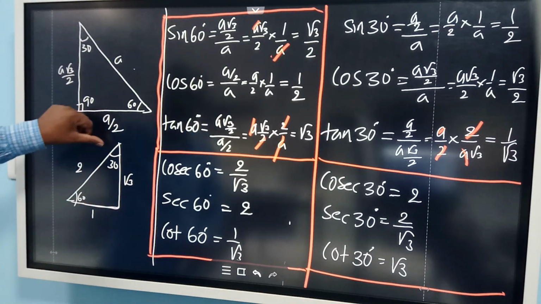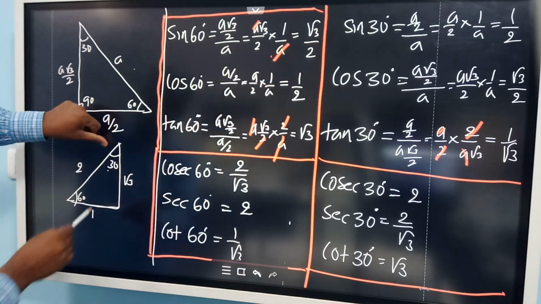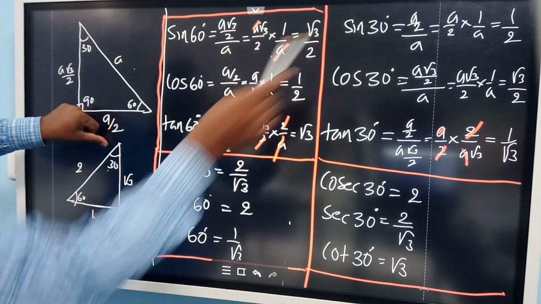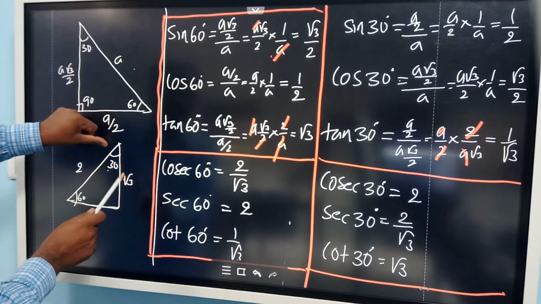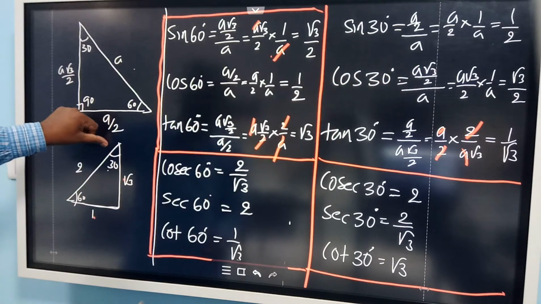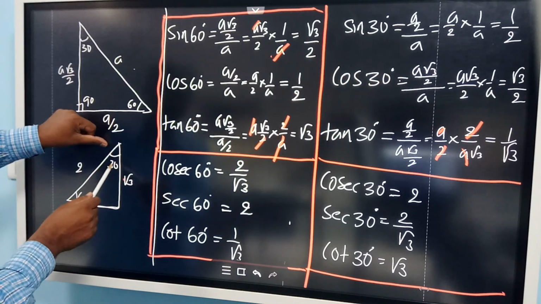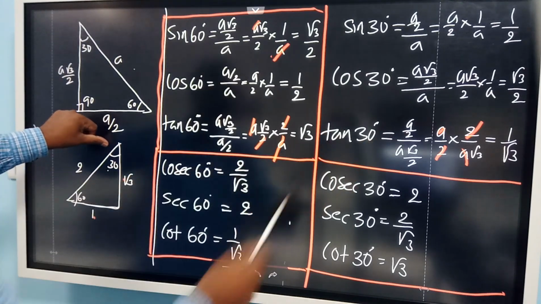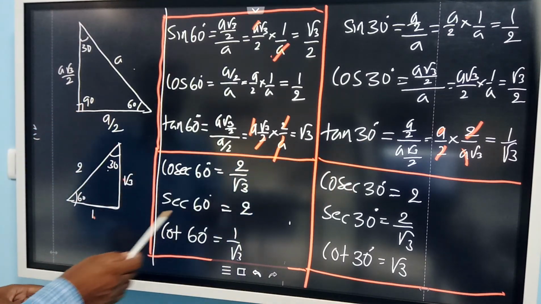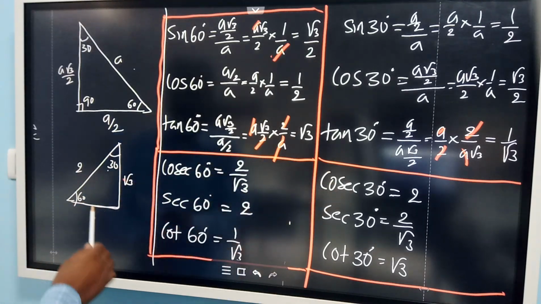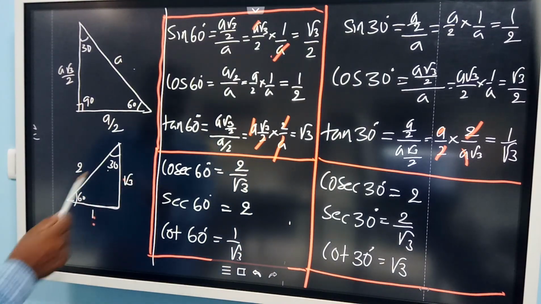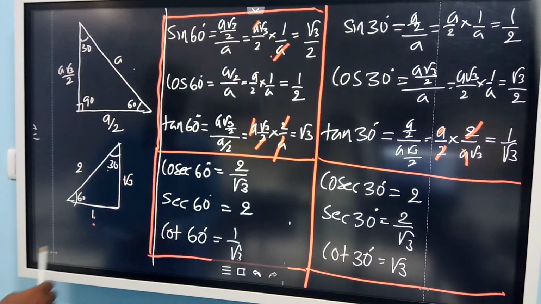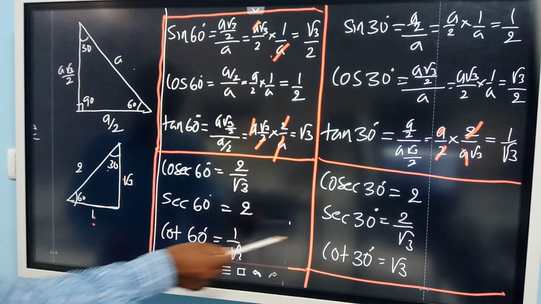Come to this 30 degree. Look at this 30 degree: sin 30, opposite by hypotenuse, is 1 by 2. Then cos 30, adjacent by hypotenuse, is root 3 by 2. Tan 30, opposite by adjacent side, is 1 by root 3. Similarly, cosec 30, hypotenuse by opposite side, is 2 by 1. Secant 30, hypotenuse by adjacent side, is 2 by root 3. Cot 30, adjacent by opposite, is root 3 by 1, it is root 3.